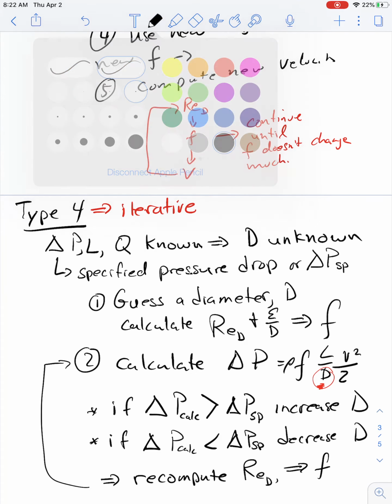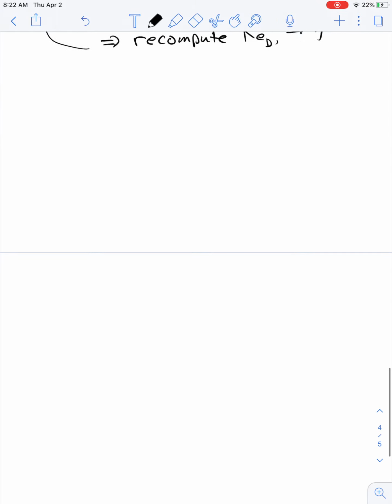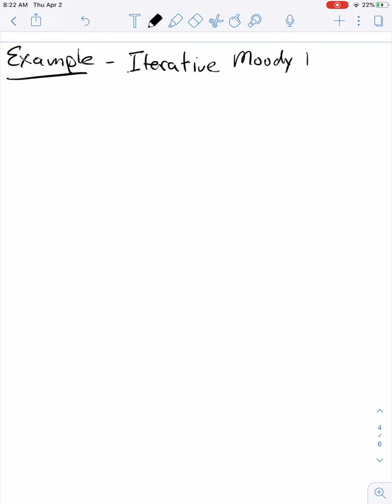All right, so now that we've walked through all of these, let's do an example, because I think that will sort of set things straight. So, example. This is an iterative Moody diagram problem. That is, we're doing some kind of pipe design. So, piping system design.